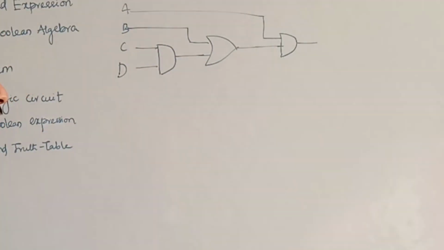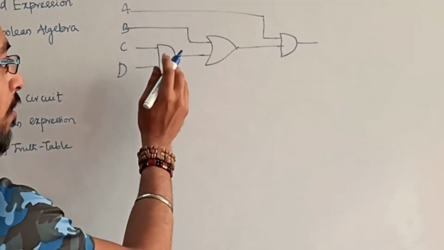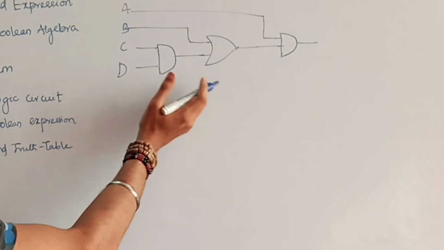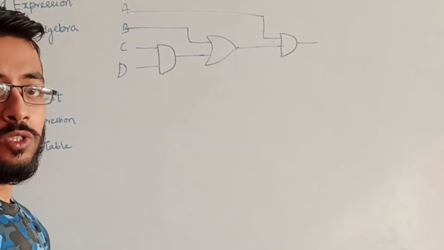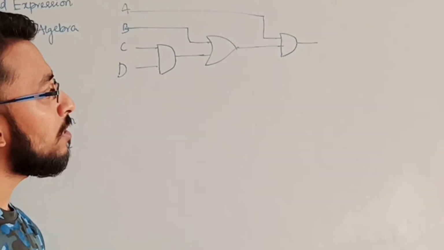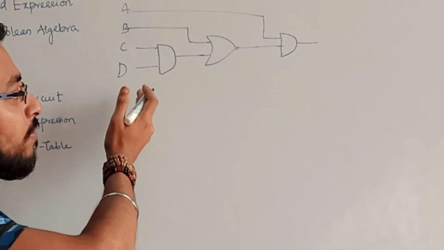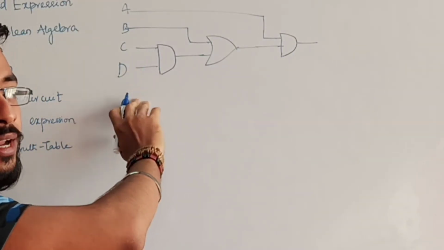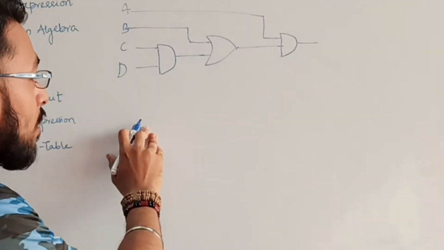Okay. So let's take one example. Suppose this logic circuit is given in your question. So you have to write the Boolean expression for this logic circuit. So how to write the Boolean expression for this logic circuit? You have to start from your left. That how many number of inputs are there, accordingly what are the gates that we are using over here.